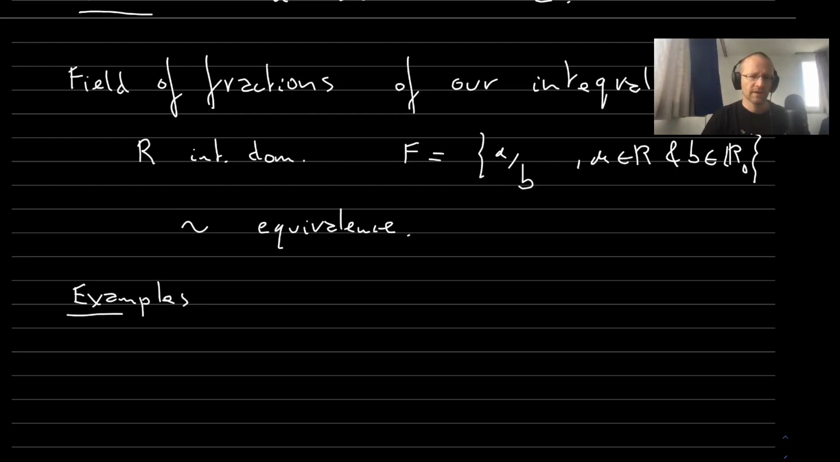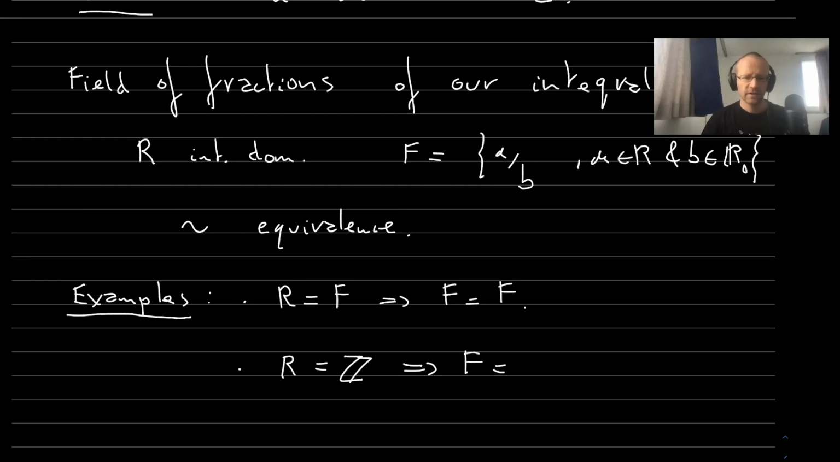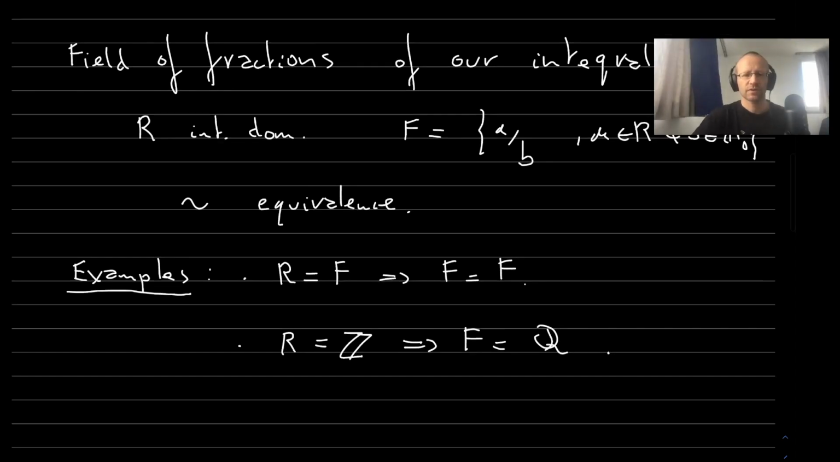Two simple examples. The trivial one is when R is a field, then the field of fractions is just the field itself. And then the second example is when the integral domain is given by the integers, then the field of fractions is the set of fractions, the rational numbers Q.